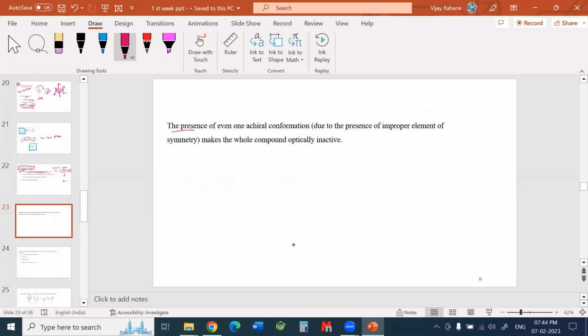Here some explanation is also given. The presence of even one achiral conformation, due to the presence of an improper element of symmetry, makes the whole compound optically inactive. This thing we need to understand.